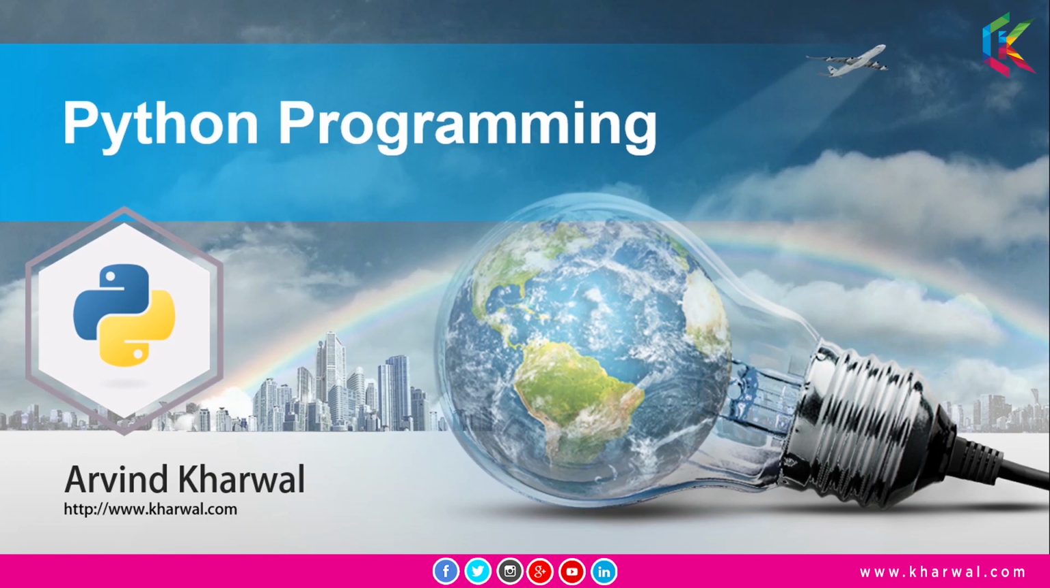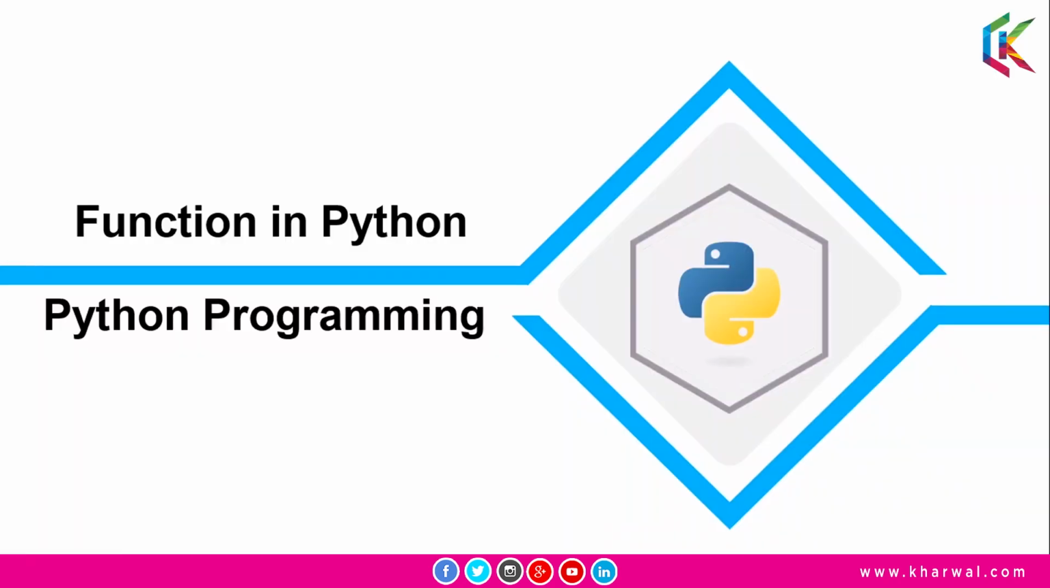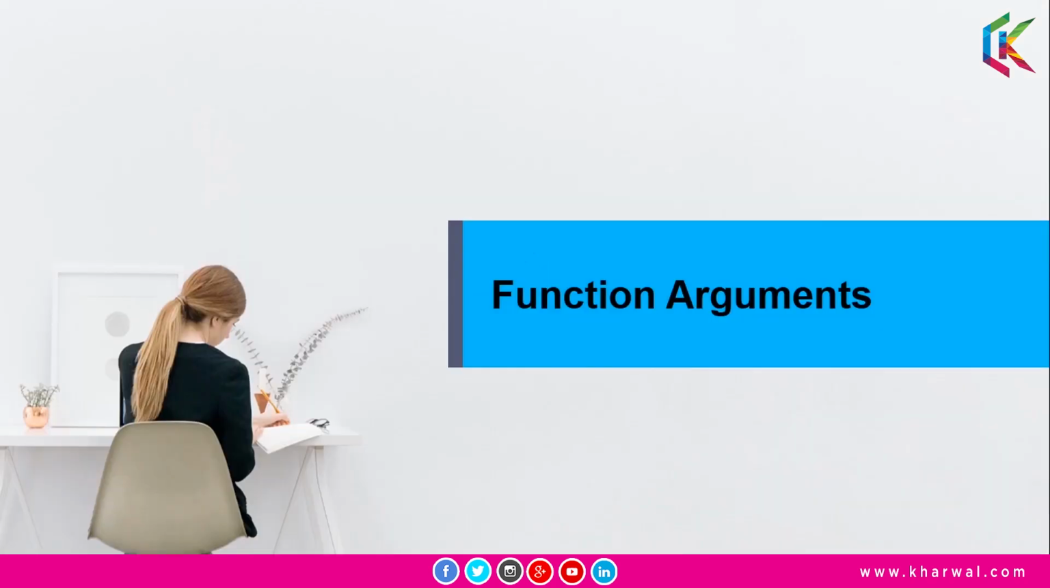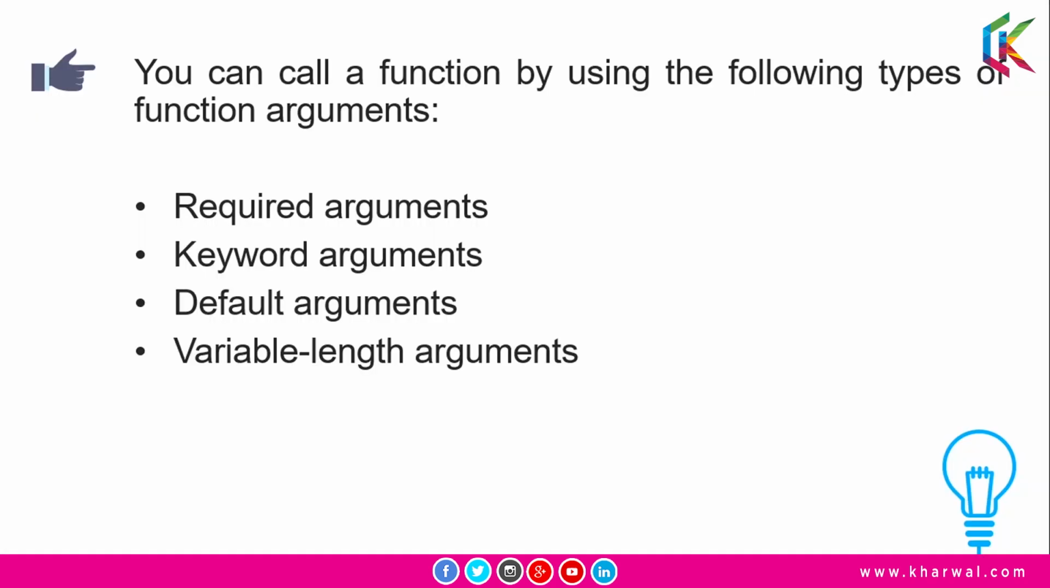Hello guys, I am Arvind and in this lecture I am going to discuss function in Python, and this is basically a continuation video of function in Python. So let's go ahead and discuss the next topic in function, and that is function arguments. We can call a function by using the following types of function arguments: first is required arguments, second is keyword arguments, third is default arguments, and the last one is variable length arguments.